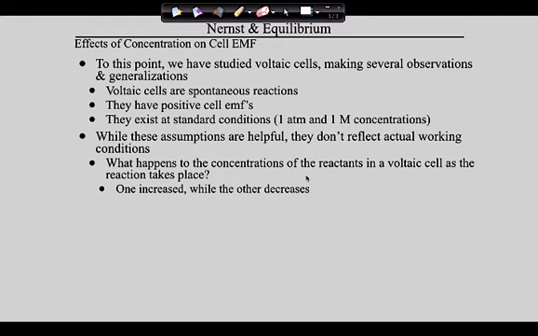Anode. Anode is oxidation. Oxidation is losing of electrons. The metal loses electrons and goes into solution. So then, of course, where does the molarity go down? That's in the cathode where there's reduction.